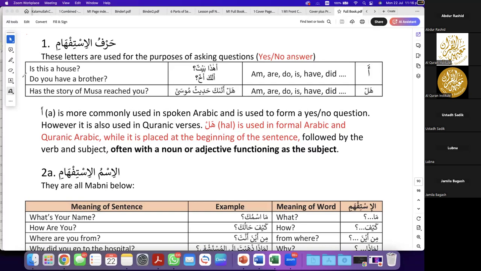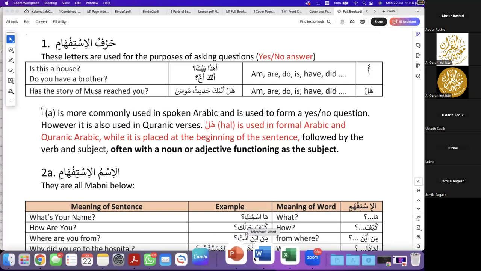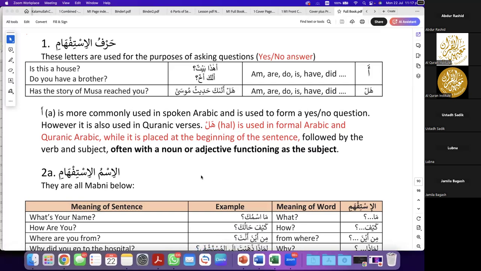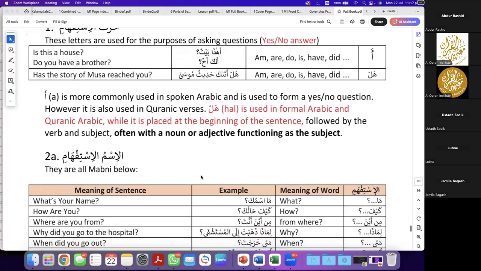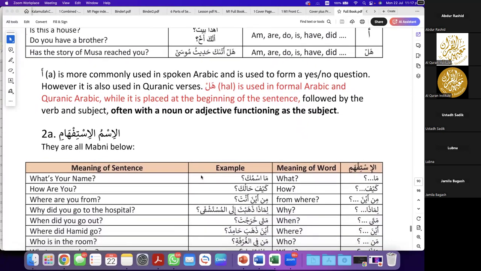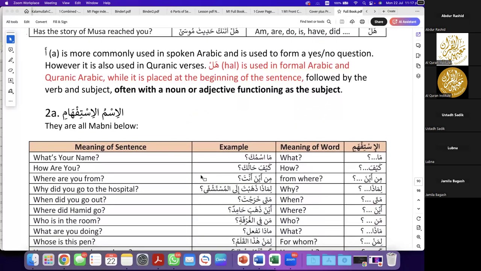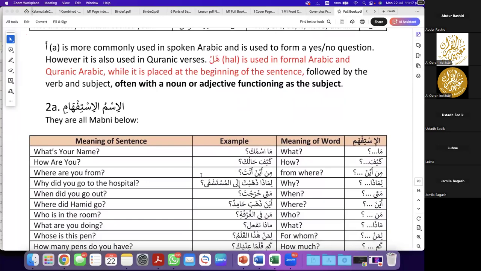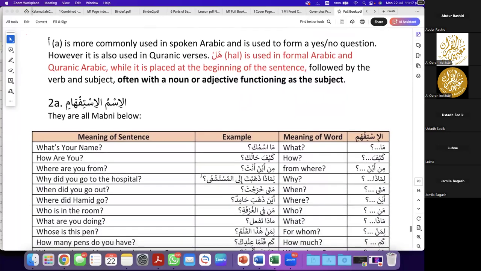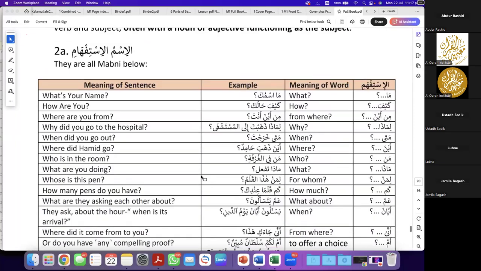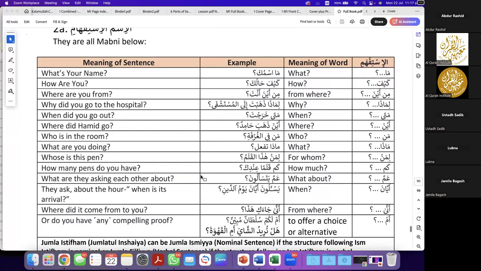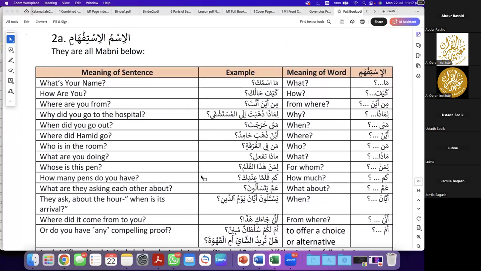Another point is, Hamza is commonly used in spoken Arabic for yes or no questions. However, in Quranic Arabic, it is also used. Hal is used more for formal Arabic, while it is placed in the beginning of a sentence, followed by the verb and subject, often with the noun or adjective functioning as the subject. We have some examples coming up. Next category under Ism is Ismul Istifham.